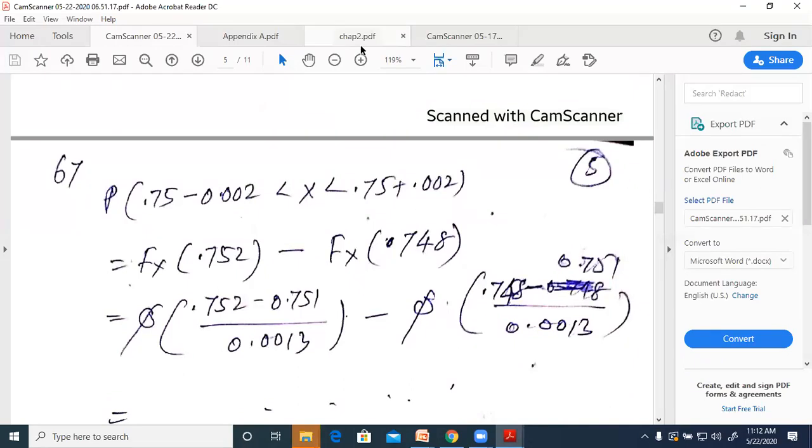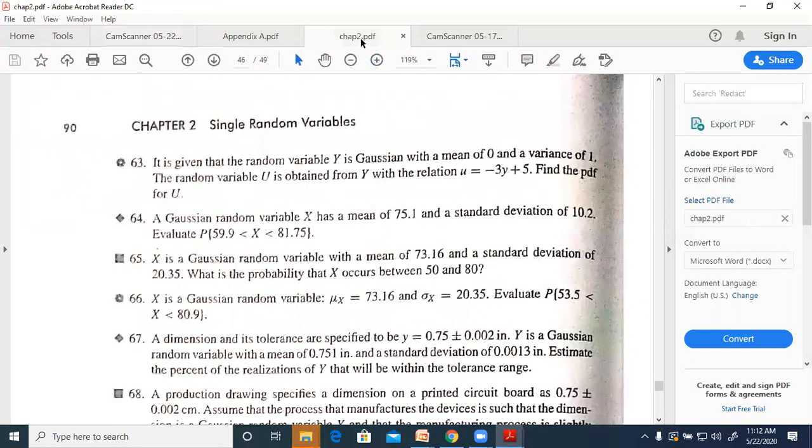Now let us go to 67. Dimension and its tolerance are specified to this and this, which is the standard thing. This is already a solved example. The same thing we have tried to do. Again, the Gaussian random variable with a mean of this and standard deviation of this. This is the range of values, 0.748 to 0.752. Estimate the percent of realization of y that will remain within the tolerance range, which is 0.748 to 0.752.